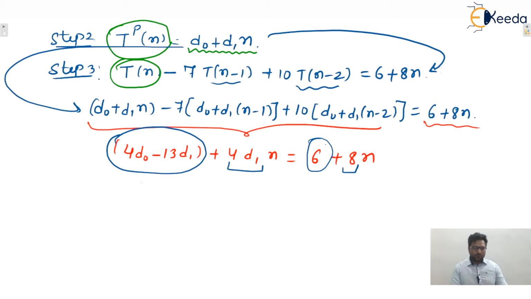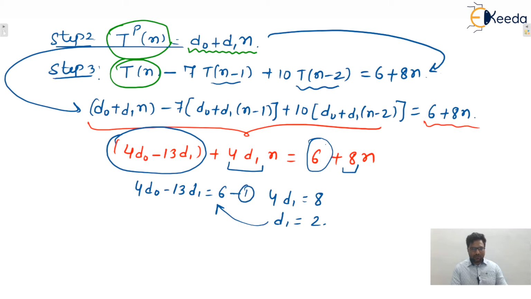So equating the coefficients, we can say that 4d naught minus 13d1 equals 6 and 4d1 equals 8. So from here d1 value will be 2, and put this d1 value in this particular equation, let's say equation 1. So from here we can say that d naught will be 8. So these are the values of constants d naught and d1. That was step 3.